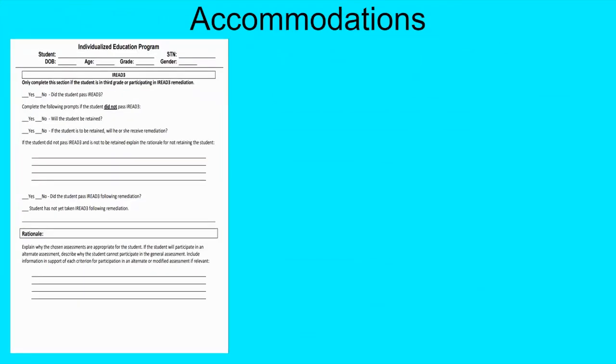Now, this is only specifically for students that are in grade 3, okay? Because grade 3, that's when state accommodations or standardized assessments start. And so for grade 3, it's the iRead 3. And if your student has an IEP, then this is what you would see if they were in grade 3, okay? So you would mark, did the student pass iRead 3, yes or no, okay? And then if they choose no, and they did not pass, will the student be retained? Okay, if the student is to be retained, will he or she receive remediation? If the student did not pass iRead 3 and is not retained, explain the rationale for not retaining the student.